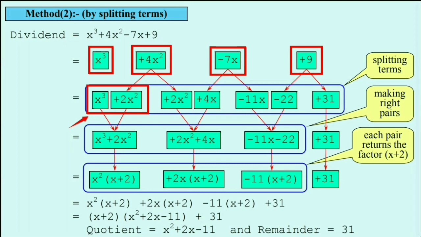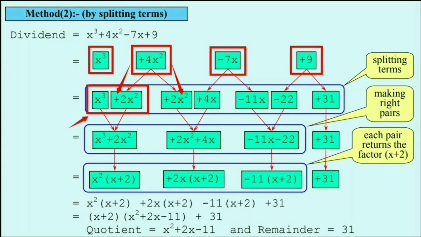Now we can say that this plus 2x square is obtained by splitting plus 4x square, out of which the first value is plus 2x square and the remaining value is plus 4x square minus 2x square, and that is plus 2x square again.